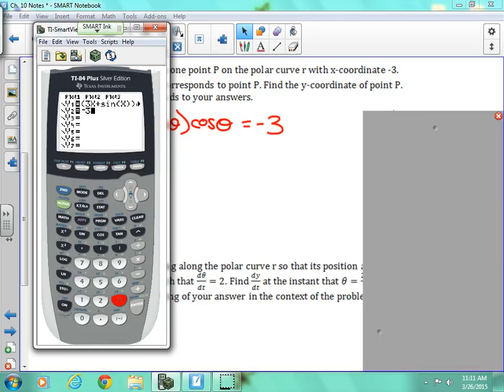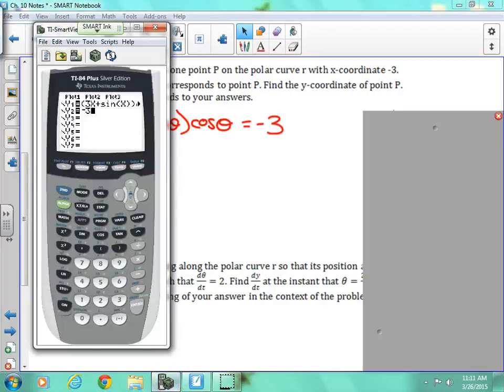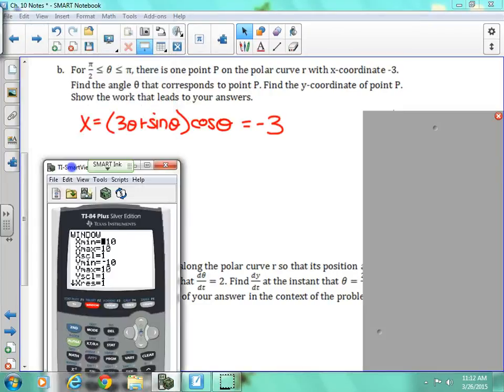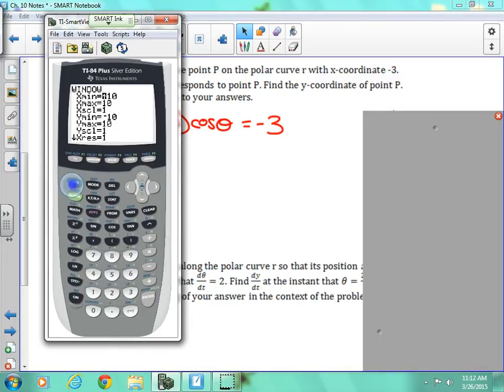Now, hold on. Do I have any guideline as to where to look? Oh yeah, pi over 2 to pi, and that's my range of thetas. And what is representing thetas right now? X's. So I'm going to make my x's go from pi over 2 to pi, just so I know where I'm looking. And hopefully there's an intersection.